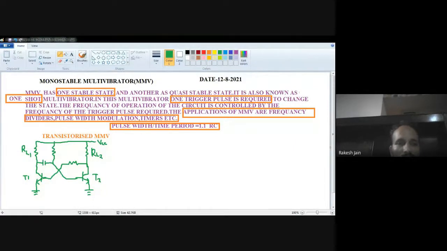And now the output will be taken, one of the most important things, the output can be taken from only the collector of the second transistor via a capacitor. So this is the collector of the second transistor. So via a capacitor, let's suppose the value of this capacitor is denoted by C. Now from here only we will take the output. Unlike in astable, where two outputs are taken from the collectors of the first and second.